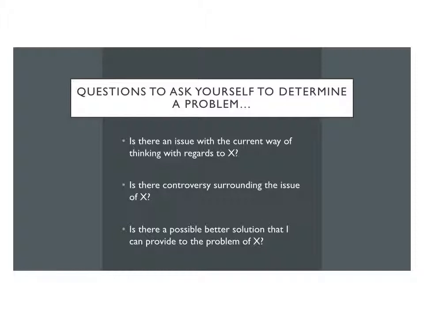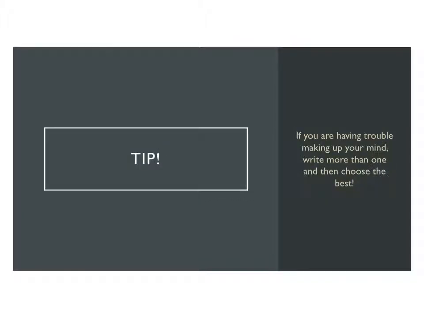All right, tip. If you're having trouble making up your mind whether to do background information or to do a problem, you could try writing both ways. Try doing both and choose which one sounds best. So if you can't make up your mind, just try writing two different introductions and choose the one that you find best sets up your paper.